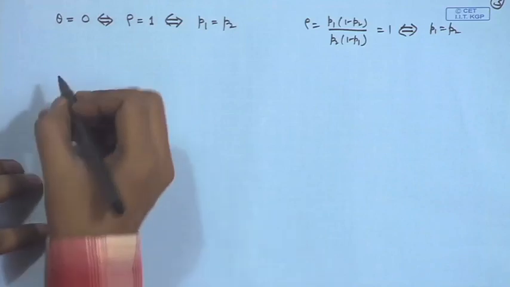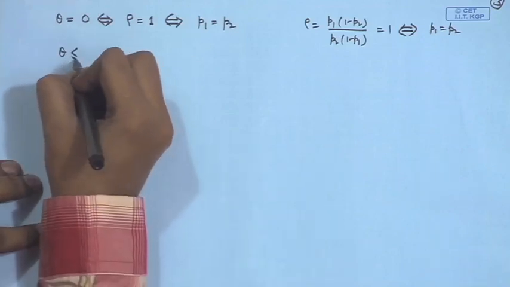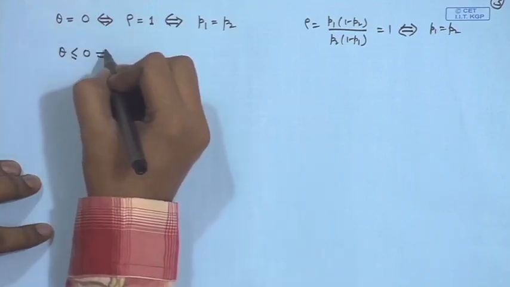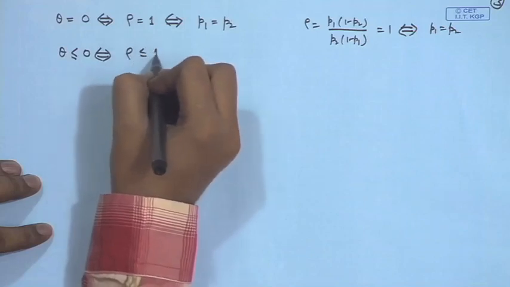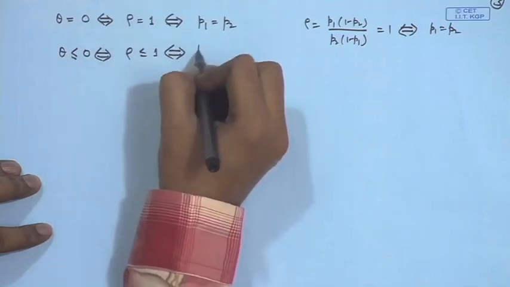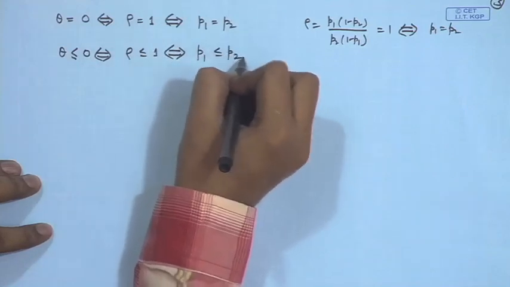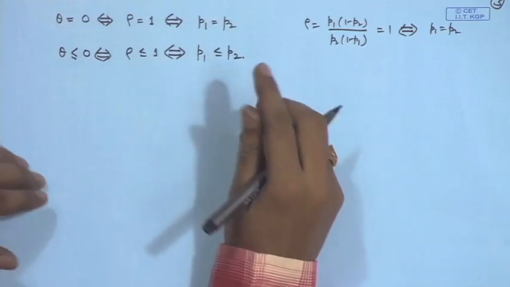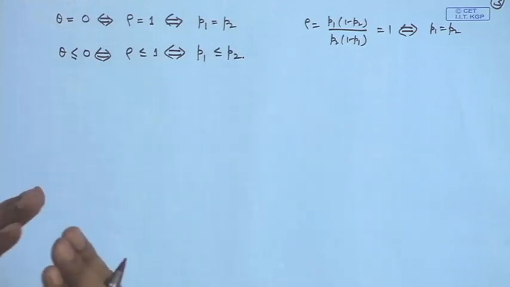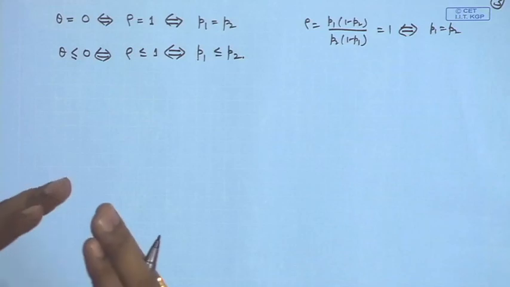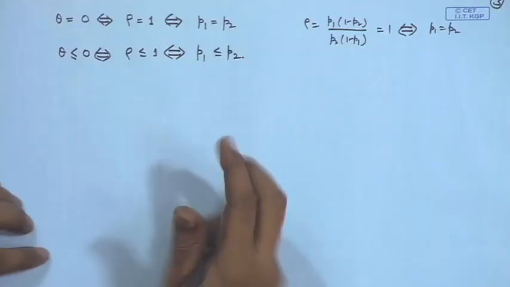Let us also see others. If I say theta less than or equal to 0, then this is equivalent to rho less than or equal to 1, and this is equivalent to p 1 less than or equal to p 2. So, the hypotheses of the nature H 1, H 2 and H 3 can also be written in the form of this.